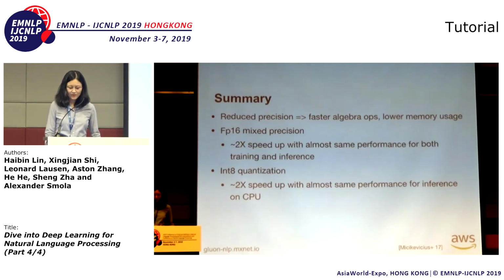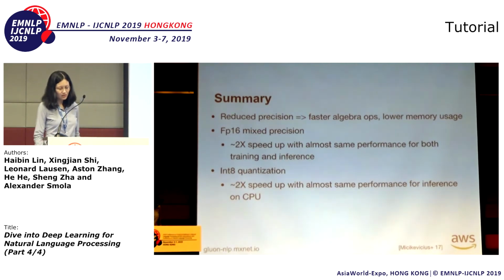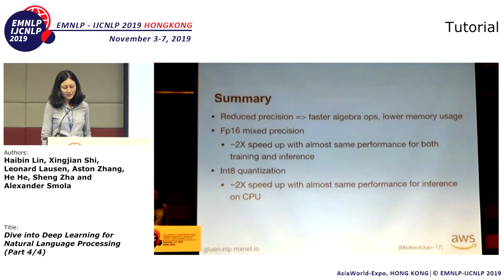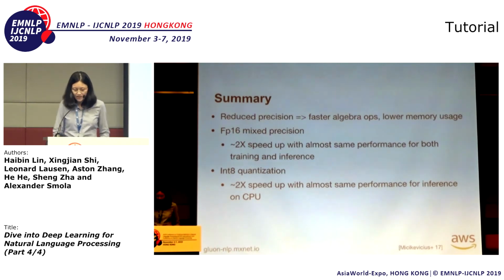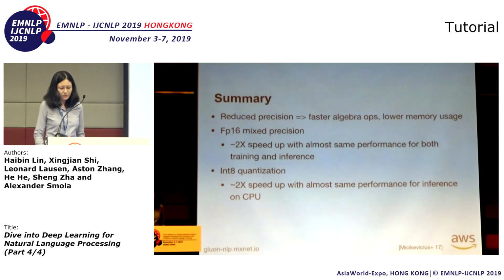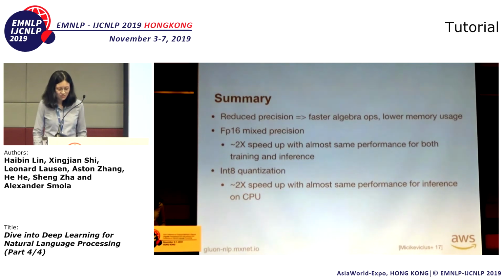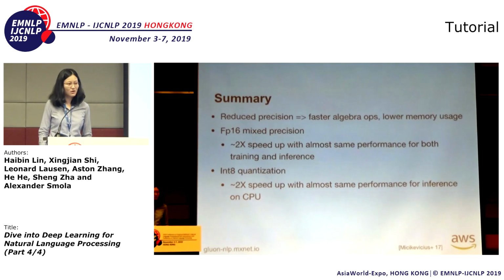So in summary, the main technique we can use to speed up model inference is reduced precision, because when you use simpler data types, you have faster algebra operations and lower memory usage. And the two main approaches are using FP16 mixed precision for inference or training, and also int8 quantization for inference on CPUs. In both cases, we get about 2 times speed up with very little accuracy drop.